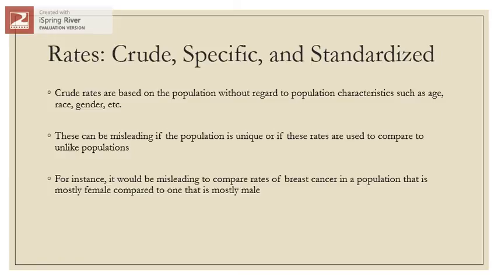The problem with crude rates is if the population is unique in any way, or if you're comparing two unlike populations, like maybe you're comparing men and women, the crude rates can be misleading. For instance, you can't compare rates of breast cancer in a population that's mostly female compared to one that is mostly male. If you compared rates of breast cancer amongst nurses to the general population, that would be misleading.